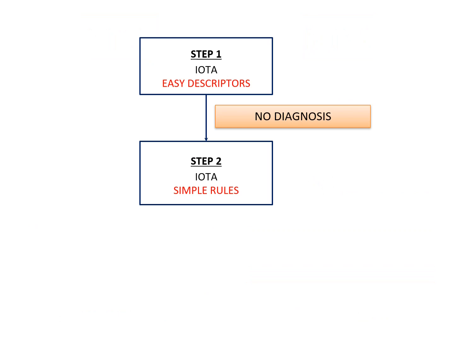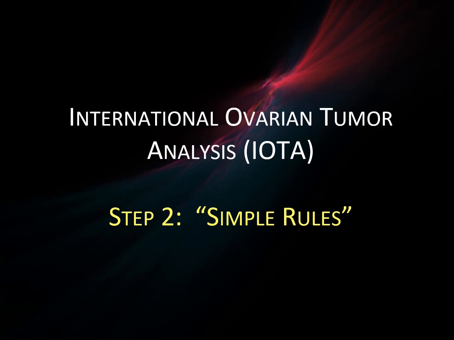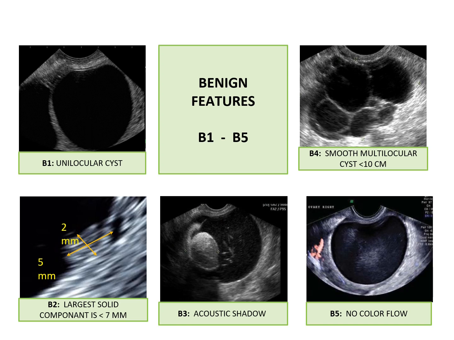Now, whenever you have used these easy descriptors, either benign or malignant, and you have not been able to reach a reasonably accurate diagnosis, you go to step 2, which are called IOTA simple rules. Step 2 has benign rules and malignant rules, and based on these simple rules, you try to come to a conclusion again regarding the malignant status of an ovarian mass. So you have certain benign features.